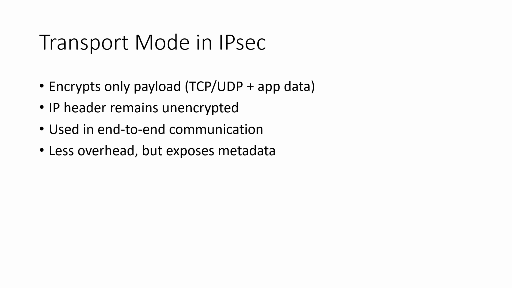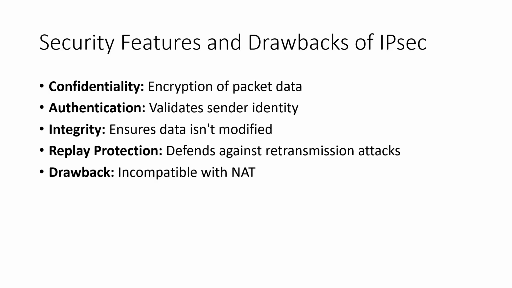Transport mode is the second mode of operation under IPsec. Here, only the payload of the IP packet, that is the TCP or UDP headers and the application data, is encrypted. The IP header remains unchanged and visible. This mode is used for host to host communication, such as between two individual devices. It introduces less overhead because it doesn't wrap packets in a new IP header. However, since the original source and destination IP addresses still remain visible, this mode is less private and doesn't prevent traffic analysis.